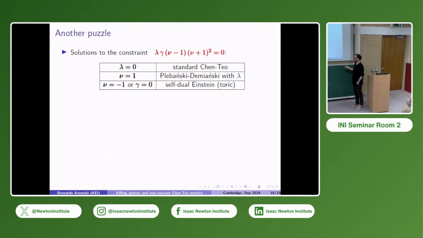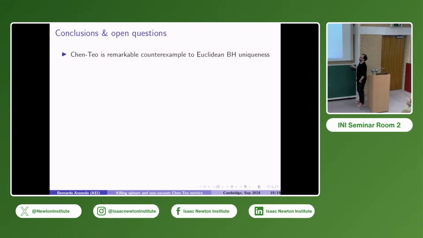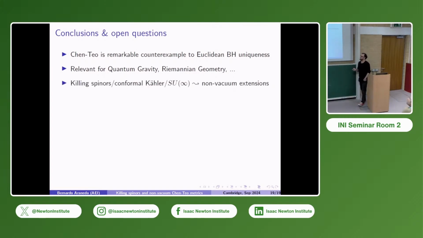So, to finish, I have tried to argue that Chen-Teo is a remarkable counterexample to Euclidean black hole uniqueness in the Ricci flat case. We have seen that it's relevant for a number of research fields such as quantum gravity, Riemannian geometry, and so on. And what I have tried to argue in this talk is that by using Killing spinors, which is the same as a conformal Kähler condition, which is the same as the SU(infinity) formulation, you can construct non-vacuum extensions of Chen-Teo.